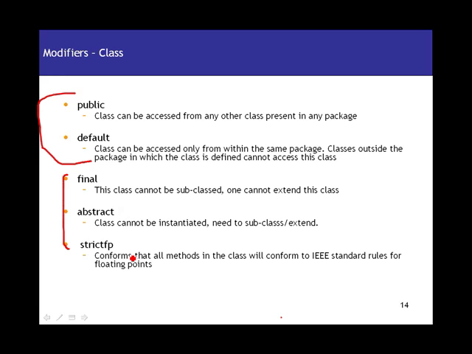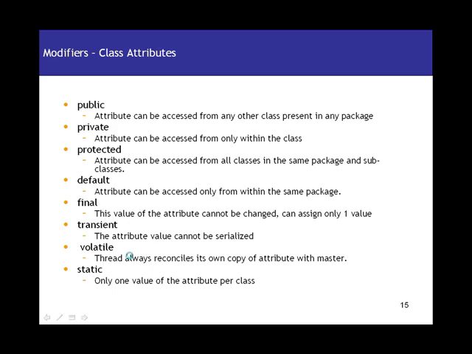Now let's talk about class attributes, or instance attributes. We have all four access modifiers here. We can apply any one of these four access modifiers to a class attribute, and some non-access modifiers as well. We've already seen what private is. Public means anyone can access my instance variable. For example, public int i = 10. Anyone can access the value of i from outside my class or outside my package.